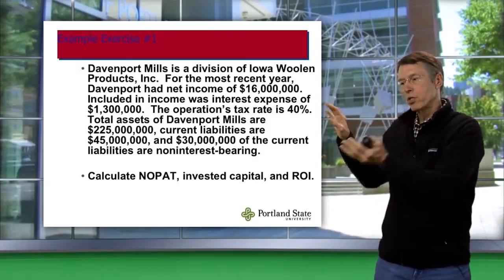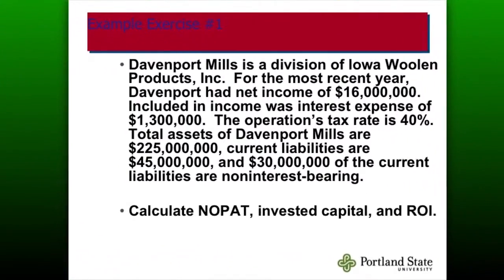A little example here. Let's zoom in on Davenport Mills to get a look at how this works. Davenport had net income of $16 million, but as with the PowerPoint slide I showed earlier, they have interest expense included and a tax rate of 40%. So that gives us a clue of what we have to do to get net operating profit. Now, our assets total $225 million, of which $45 million are current, and $30 million of those are non-interest bearing.